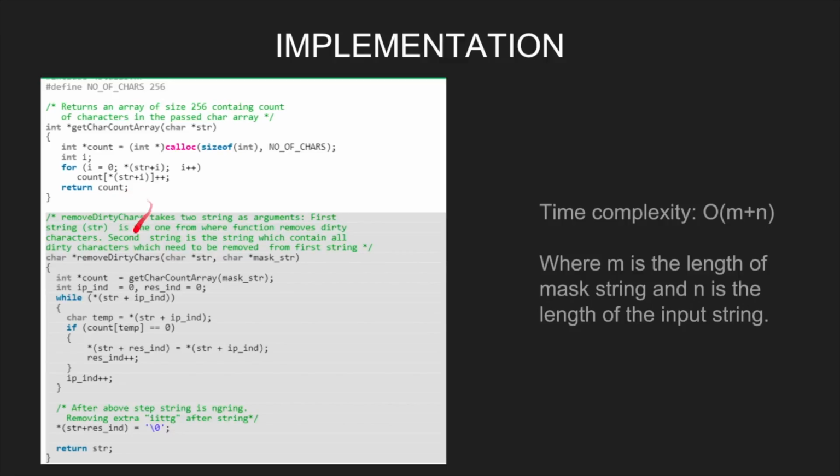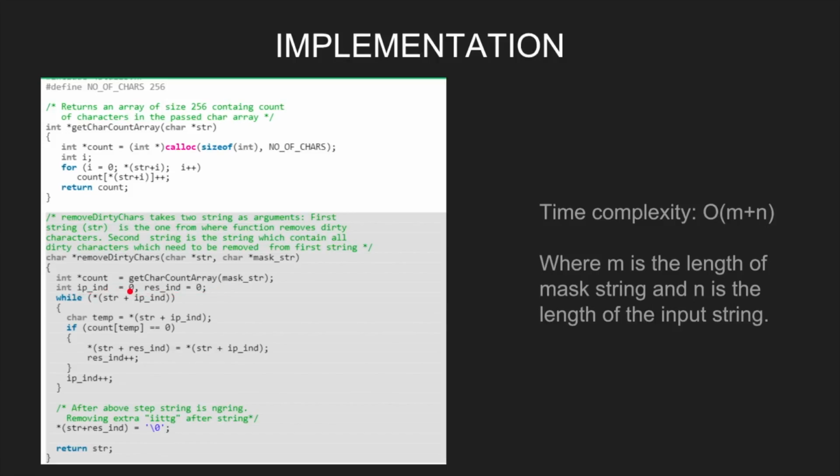Now let's look at the removeDirtyChars function. removeDirtyChars takes two strings as arguments. The first string, str, is the one from where the function removes dirty characters. The second string is the string which contains all the dirty characters which need to be removed from the first string. We fill the count array from the getCharCountArray function.